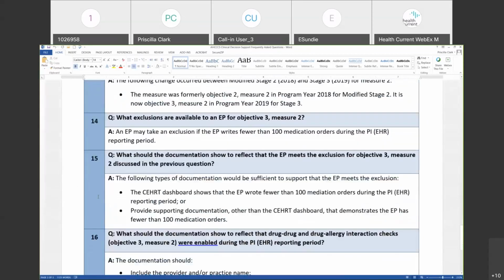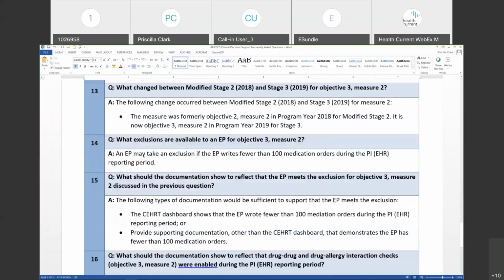We'll skip a few. As you recall, question 14 talks about what exclusions are available to an EP for Objective 3, Measure 2. And the answer is an EP may take an exclusion if the EP writes fewer than 100 medication orders during the PI reporting period.